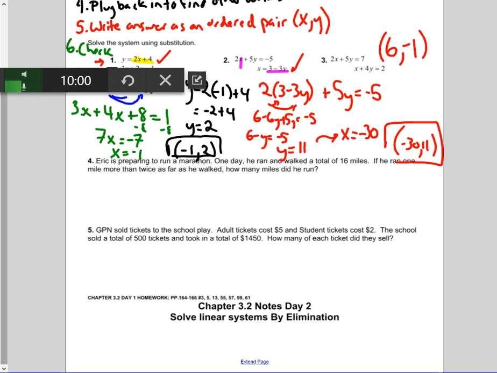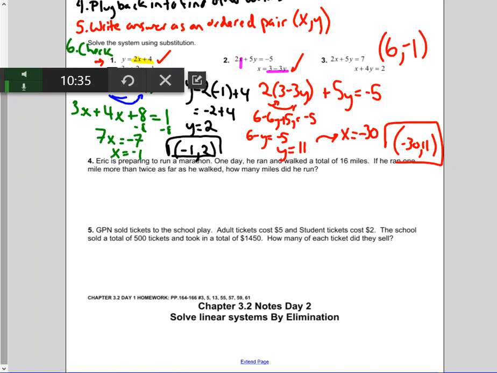Eric is preparing to run a marathon. One day, he ran and walked a total of 16 miles. Wow. If he ran 1 mile more than twice as far as he walked, how many miles did he run? Okay, that's a lot of words. Eric is preparing to run a marathon. Got that. One day, he ran and walked a total of 16 miles. Okay, so Eric is running and he's walking. If he ran 1 mile more than twice as far as he walked, okay, so he's doing a different amount of both. How many miles did he run?